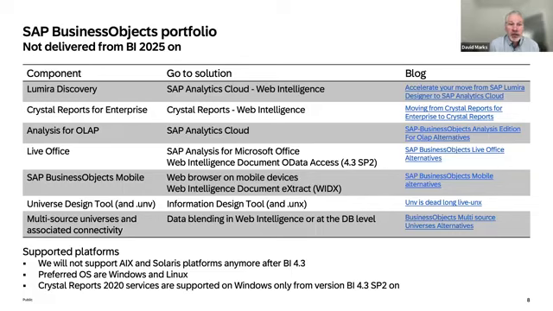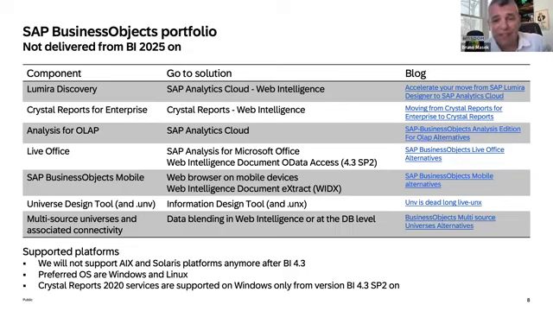Analysis for OLAP, that's an interesting one because you can go to SAP Analytics Cloud. There's a data analyzer tool there for that, and you can also use Analysis for Office for that as well. So Analysis for Office is still supported.